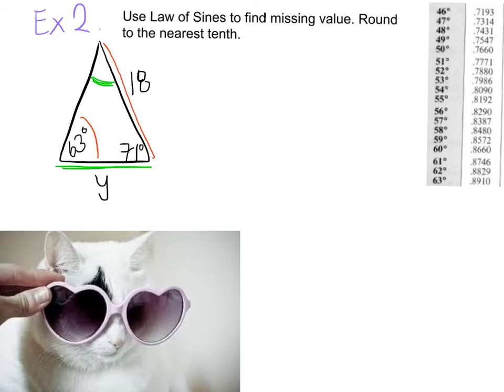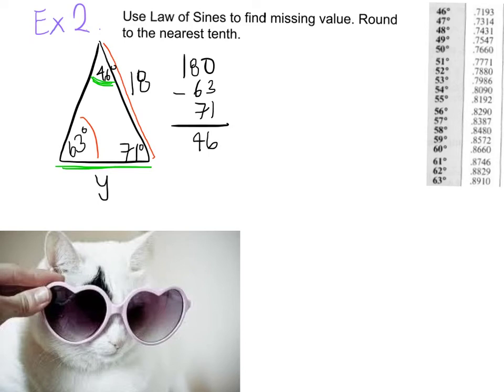Well, here's the cool thing. This is a triangle whose angles add up to 180 degrees. That means that this angle plus this angle plus this angle equal 180. So what is this angle? Let's do a quick little bit of math. Take 180 minus 63 and 71, and we end up getting 46. That means that this angle in here is 46 degrees.